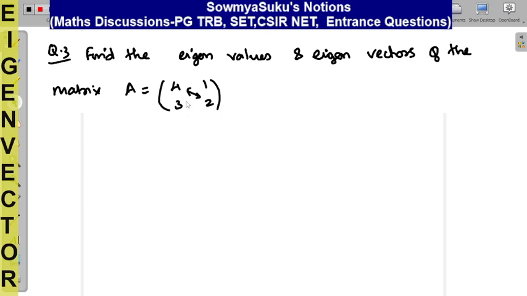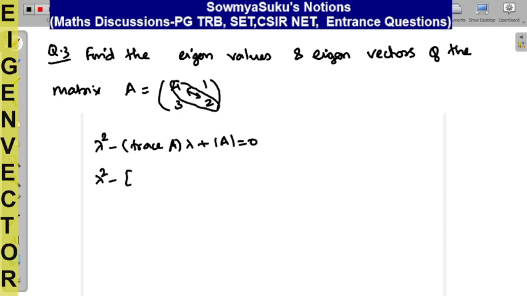Hi dears, today we will see how to find the eigenvalues and eigenvectors for a 2 by 2 matrix. Since this is a 2 by 2 matrix, the characteristic equation is lambda squared minus trace of A times lambda plus determinant of A equals 0. The trace is the sum of the diagonal values, 4 plus 2, so lambda squared minus 6 lambda, plus determinant A, which is 8 minus 3, equals 0. So we get lambda squared minus 6 lambda plus 5 equals 0.